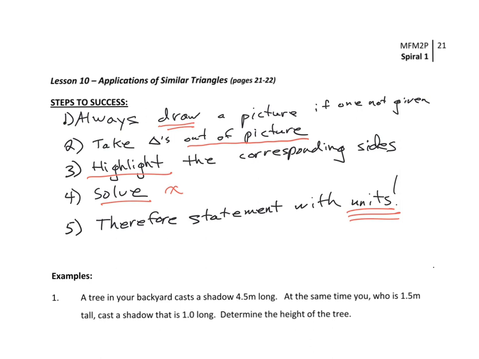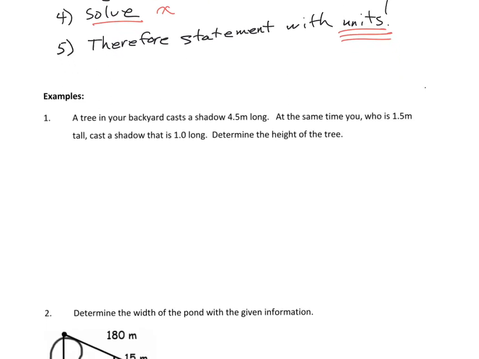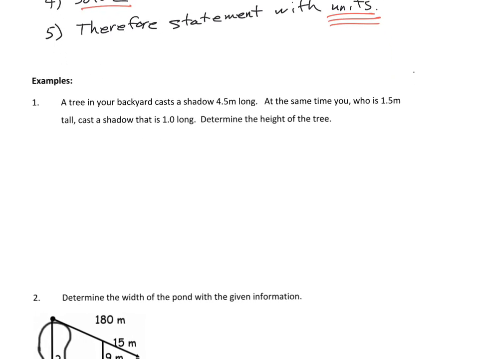So let's see how this plays out when we do a real world problem that I give you. First of all, a tree in your backyard casts a shadow 4.5 meters long. At the same time, you, who are 1.5 meters tall, cast a shadow 1.0 meters long. Determine the height of the tree.